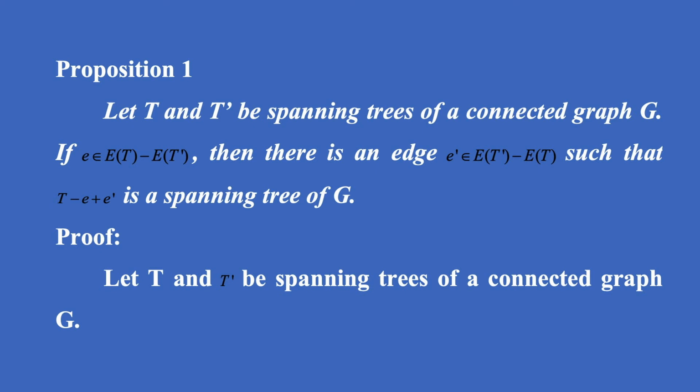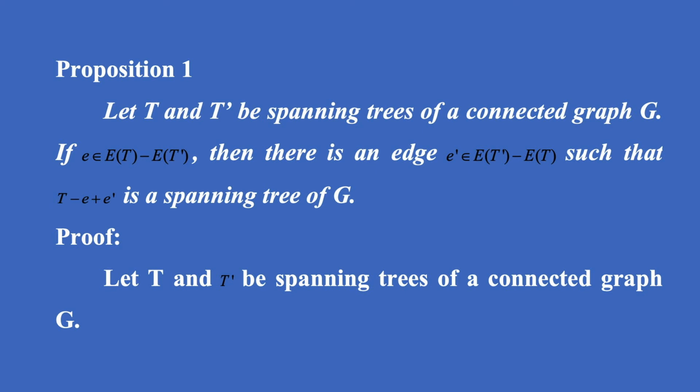Proposition 1. Let T and T' be spanning trees of a connected graph G. If e belongs to the edge set of T minus the edge set of T', then there is an edge e' belonging to the edge set of T' minus the edge set of T such that T minus e plus e' is a spanning tree of G.